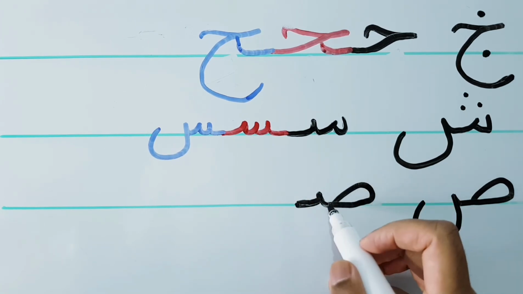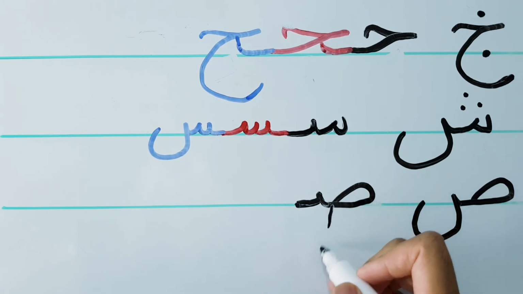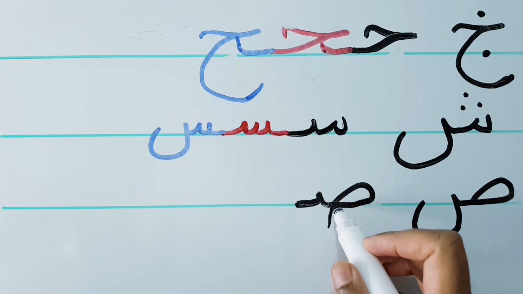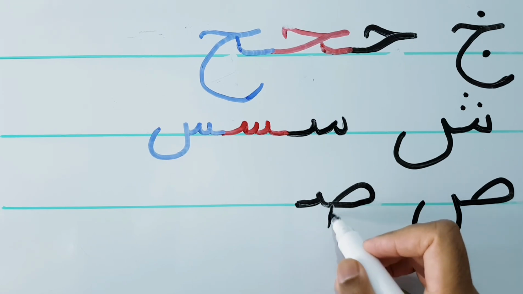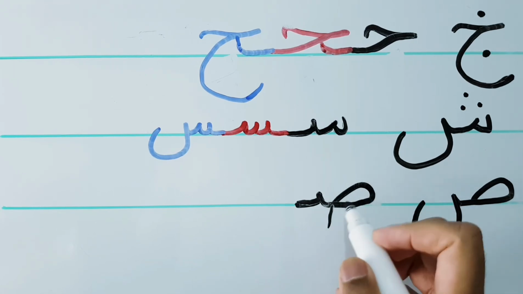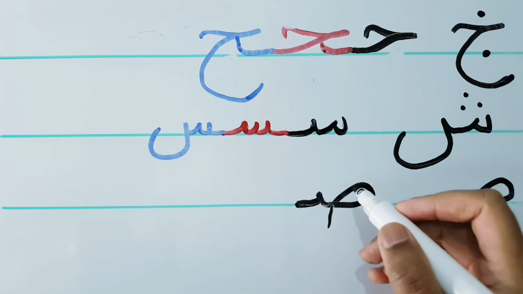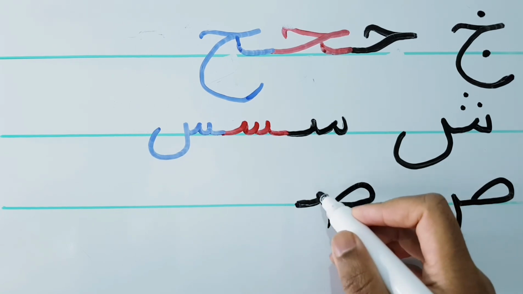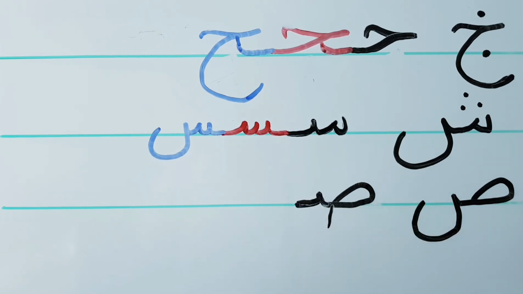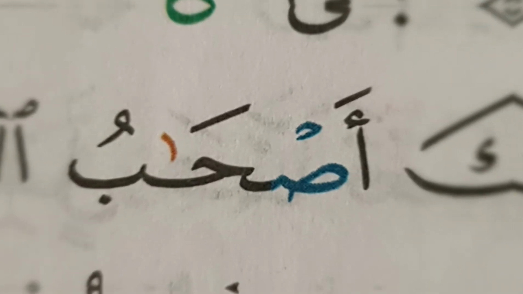Okay. Then we mentioned that when Sad and Dad are in the beginning, they have this trailing line. You can just add it now, like this, or you can add it at the beginning, doesn't matter. So you can do this part, start from here, go up and like that, and then do this trailing line, like that when it's in the beginning, and when it's in the middle, it has this trailing line. But when it's in the end, or when it's written individually, it doesn't have this trailing line.